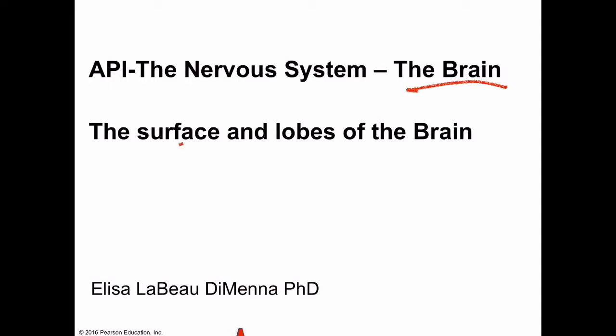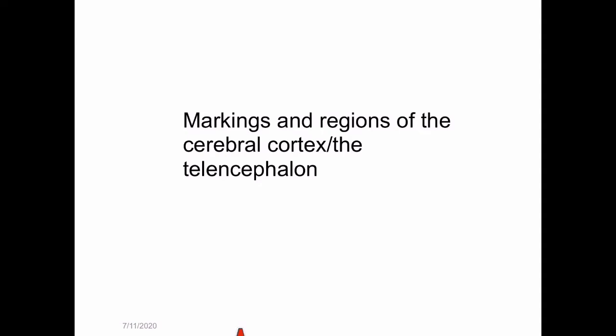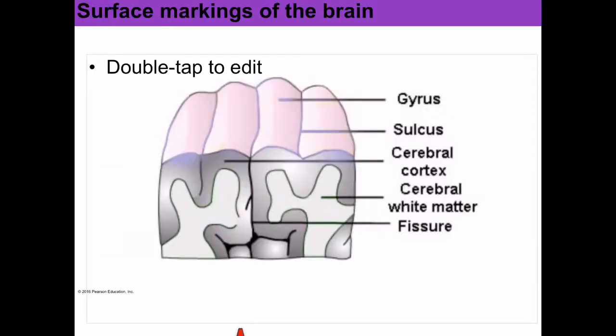So this time we're going to talk about the surface and lobes of the brain. So we're just going to look a little bit at what it looks like. That means we're going to talk about the markings and the regions of the cerebral cortex, which developed primarily from the telencephalon. Okay, so just some first offs.